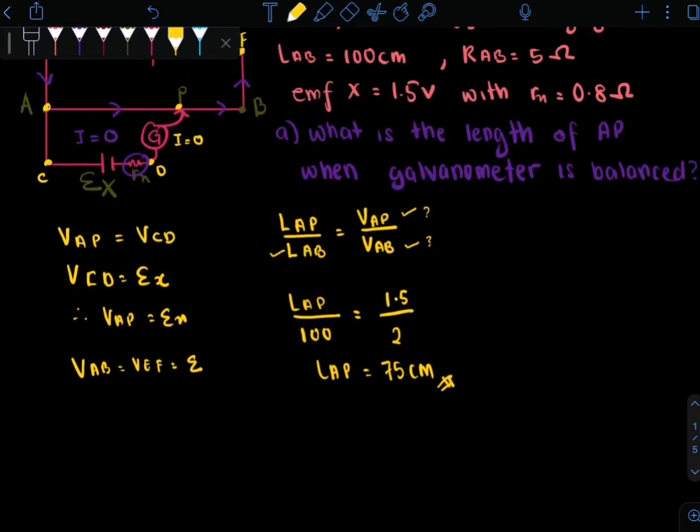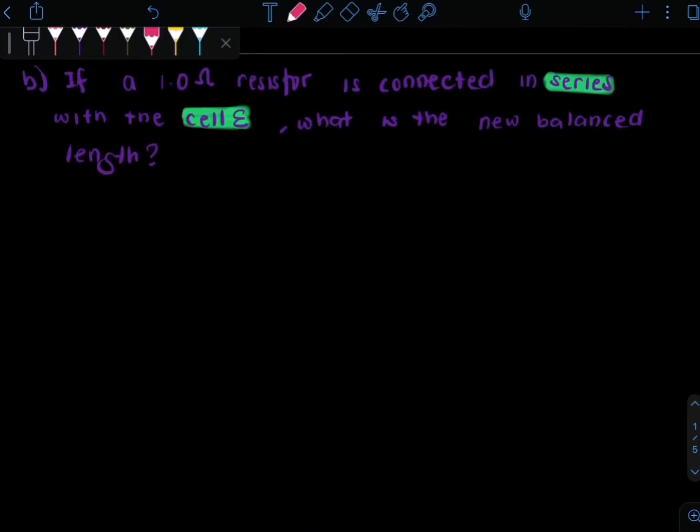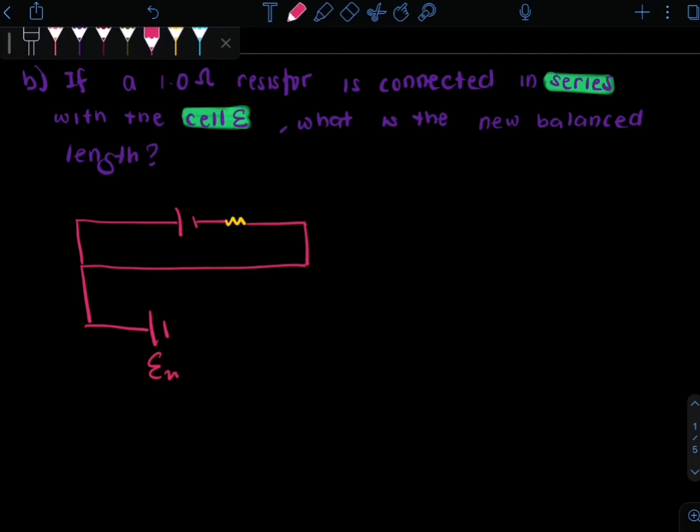So how does the new circuit look like adalah we are going to have our battery, EMF, kita akan ada resistor connected in series to that EMF, and then we have our second EMF here, EMF X, with an internal resistance Rx connected to galvanometer. And then the question is what is the new balance length dekat sini due to the presence of resistance sebanyak 1 ohm.